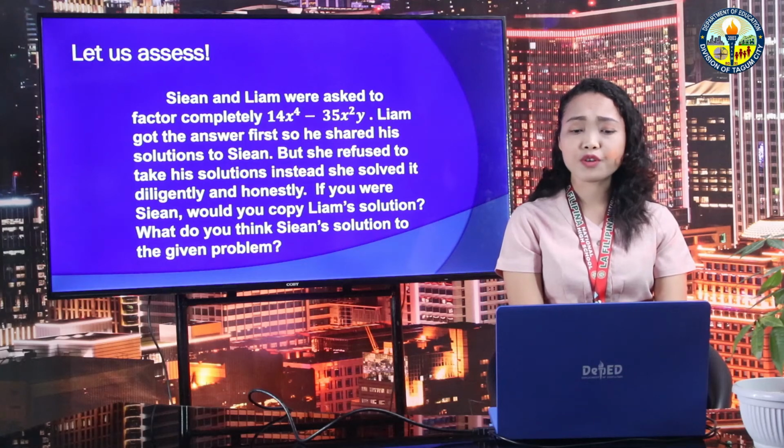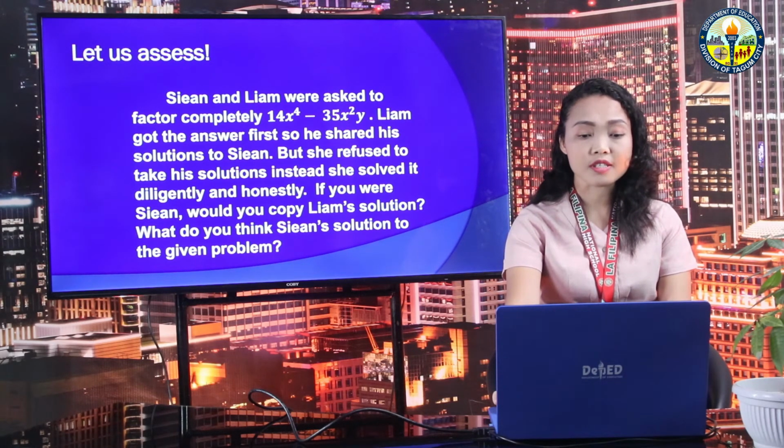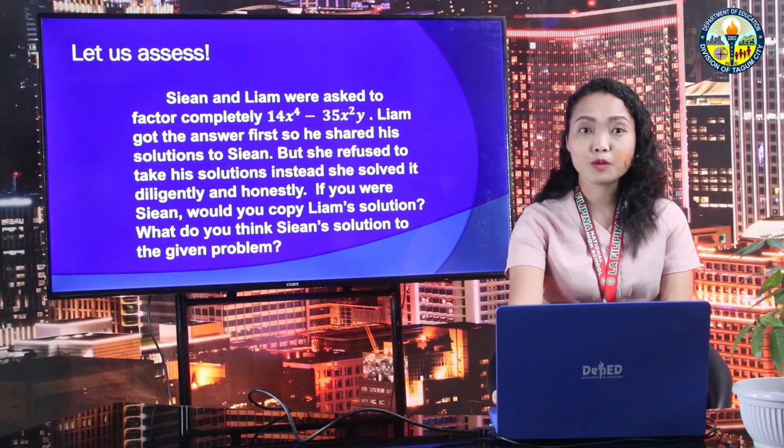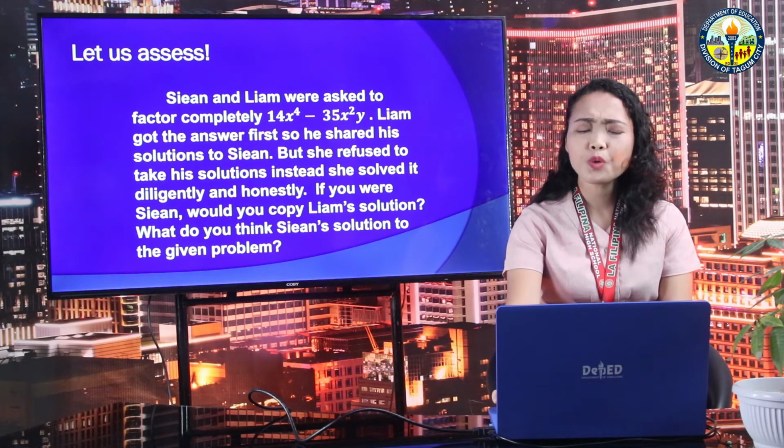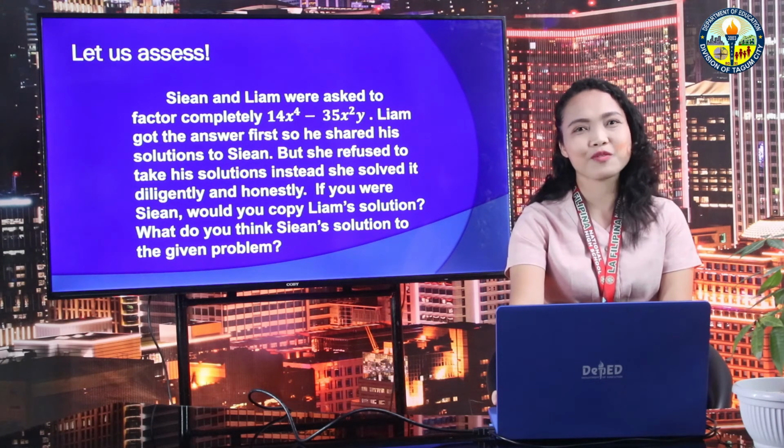Liam got the answer first, so he shared his solutions with Sian. But she refused to take his solutions. Instead, she solved it diligently and honestly. If you were Sian, would you copy Liam's solution? What do you think Sian's solution to the given problem is?